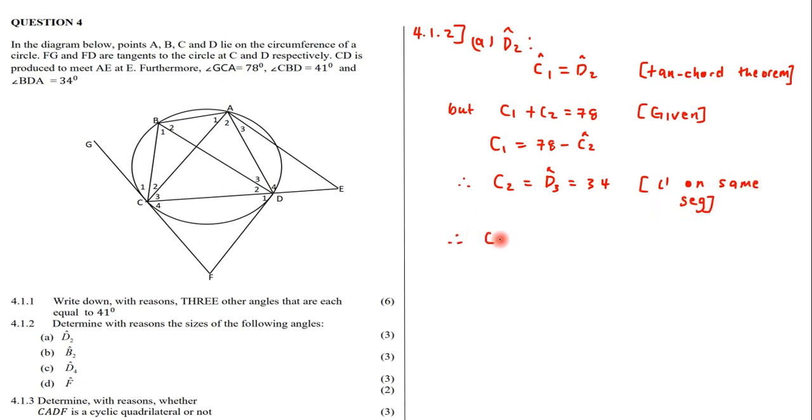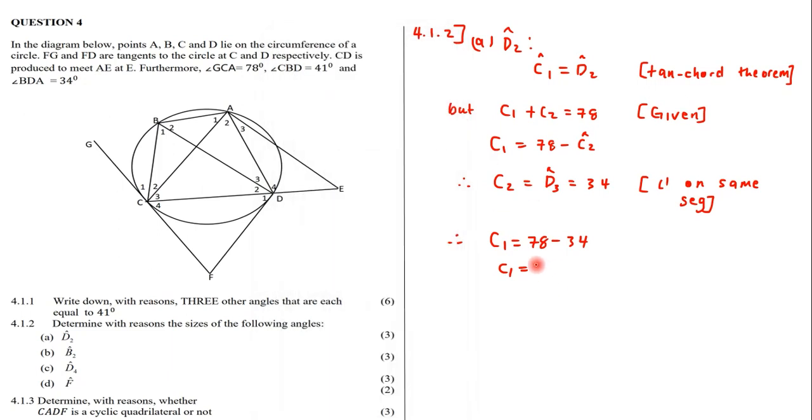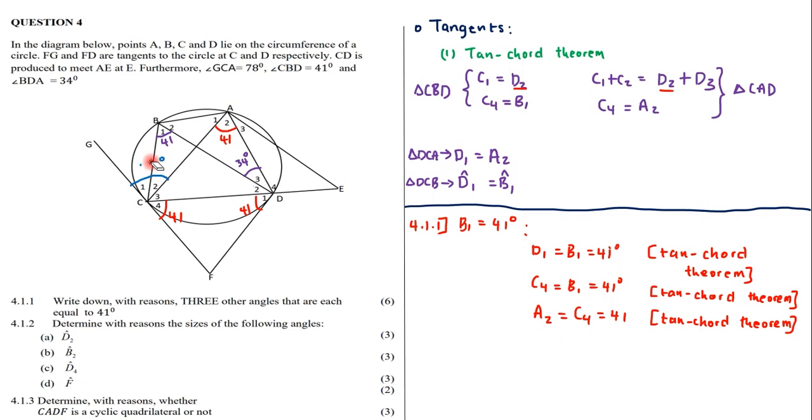Because of that, we're then going to say, therefore, C1 will be 78 minus 34. Taking our calculator, 78 minus 34 gives us 44, right? So we have 44. Now I'm just going to do a little update here because I like it when I have it like that. So this is 44 and that is 34. I know that they still give me 78, but they are broken down now.